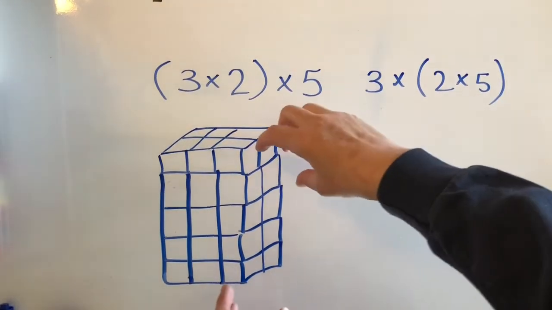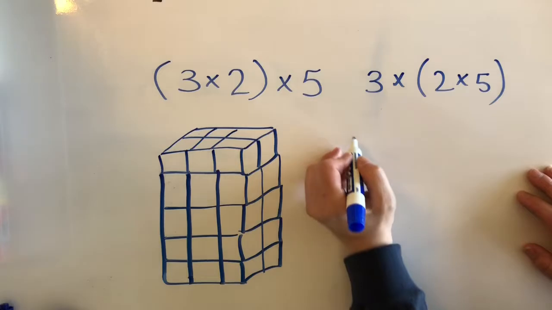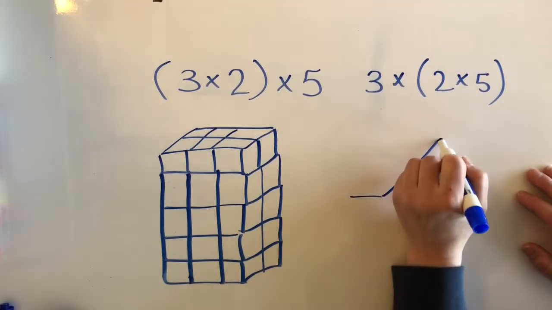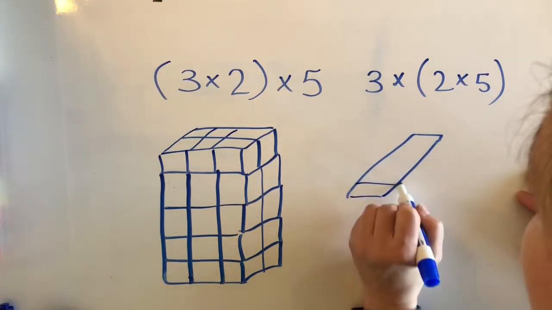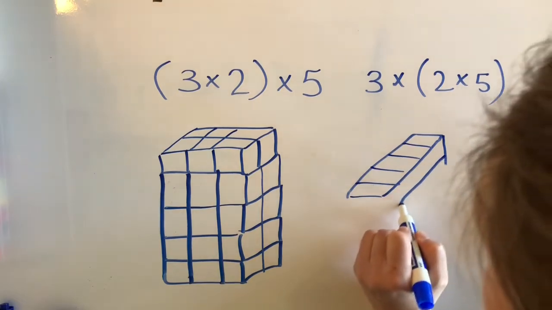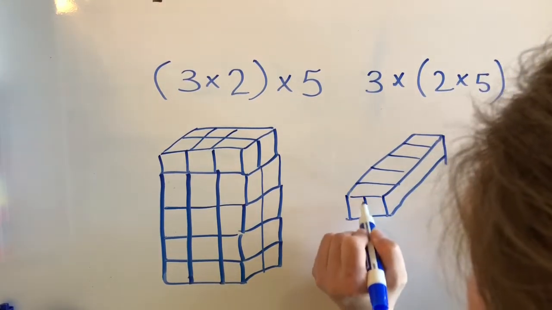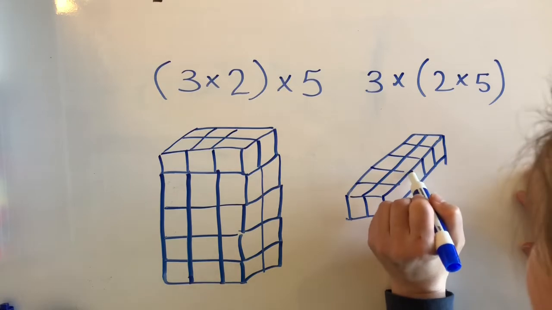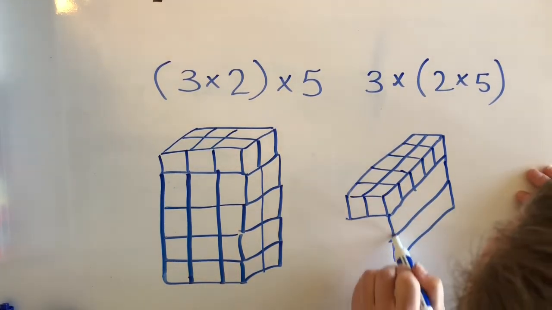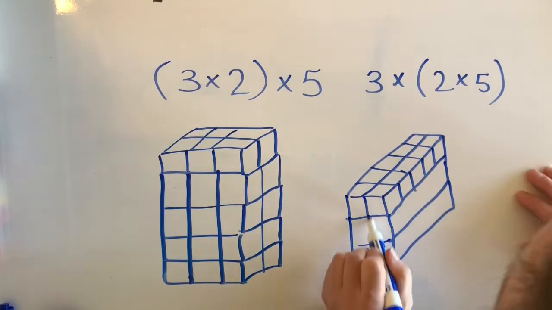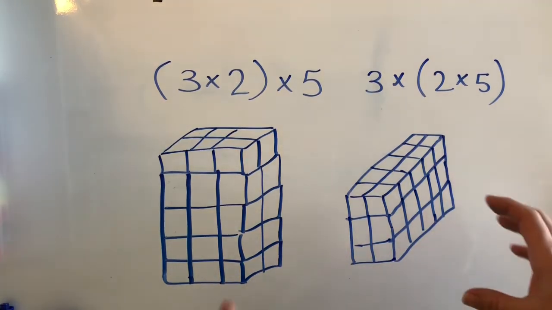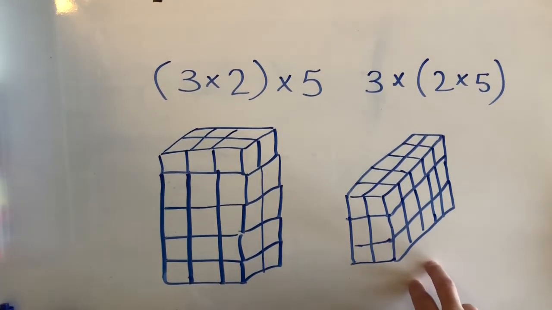And all that would mean is that I'm going to turn this so that I would have a 2 by 5 this way. And then I would have 3 layers of that. So it's still the same amount of blocks or cubic units. The difference is just the way that I positioned it. But these are actually the same.